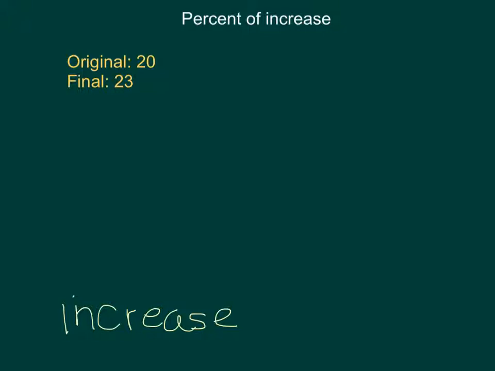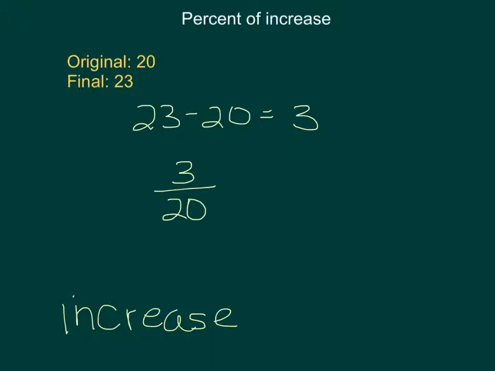So to do that, you subtract the original amount from the final amount. So the final amount minus the original amount, which will get you 3. So your change is 3. And you use your original number as your base for a fraction. So 3 out of 20 is the change. Then we want to set that equal to some number over 100. The reason we're setting it over 100 is because a percent is out of 100. So r out of 100.